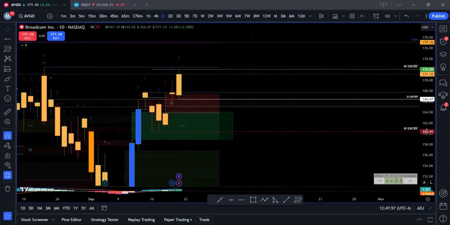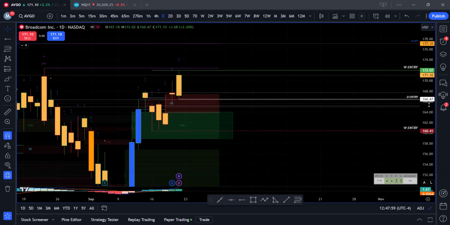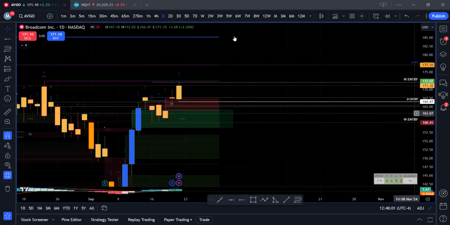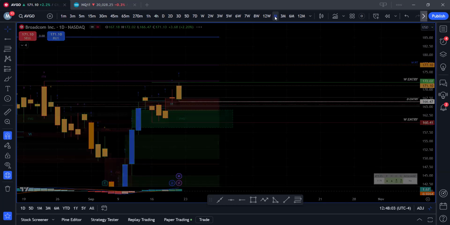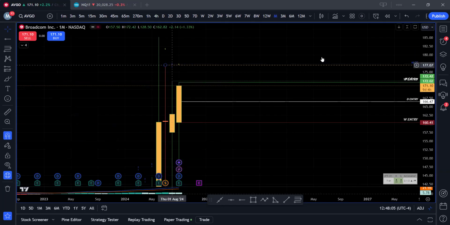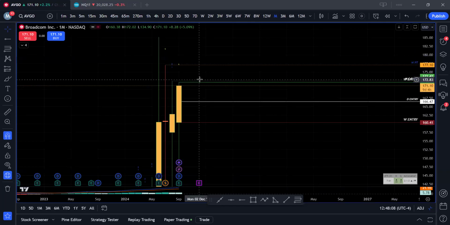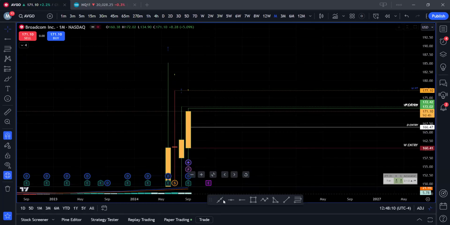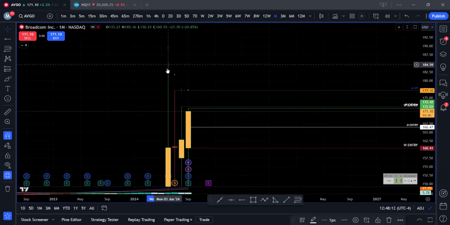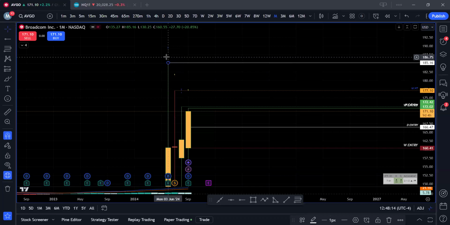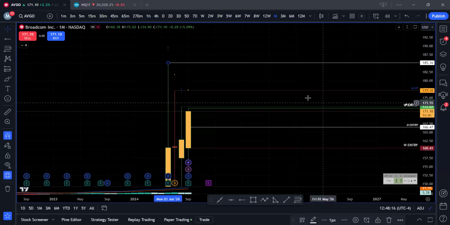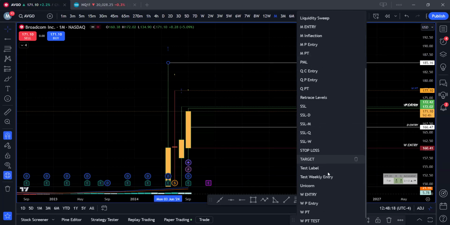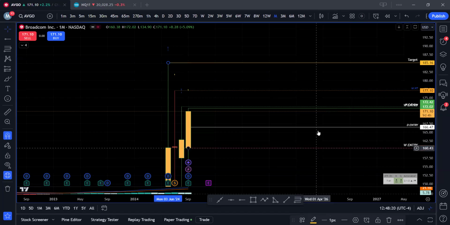So I'm actually looking at something a month out for AVGO, right? If I really were to look at monthly targets as well, 177.10 would be the monthly target that I would first look at, and then next would be, oh, my bad. Next would be all-time highs at 185.16. Let me change that real quick to target, right?